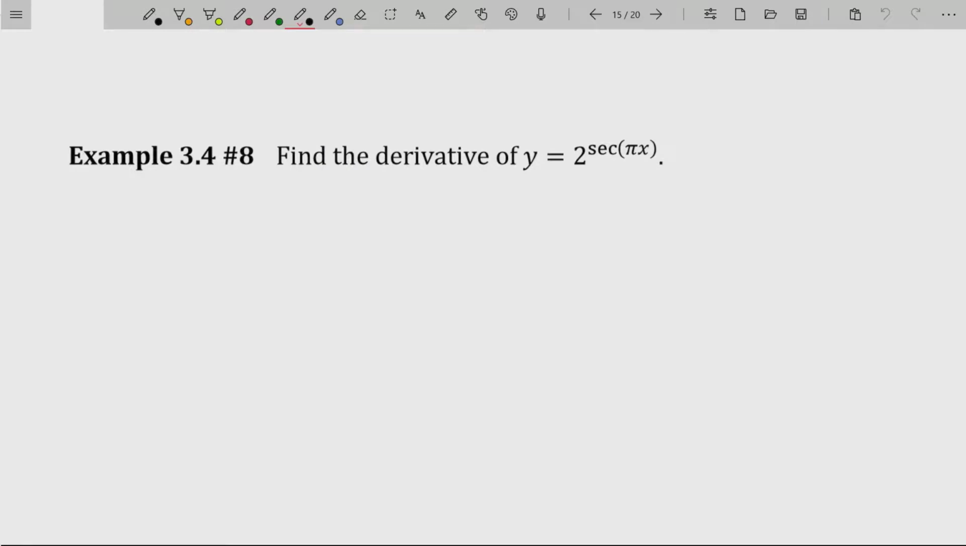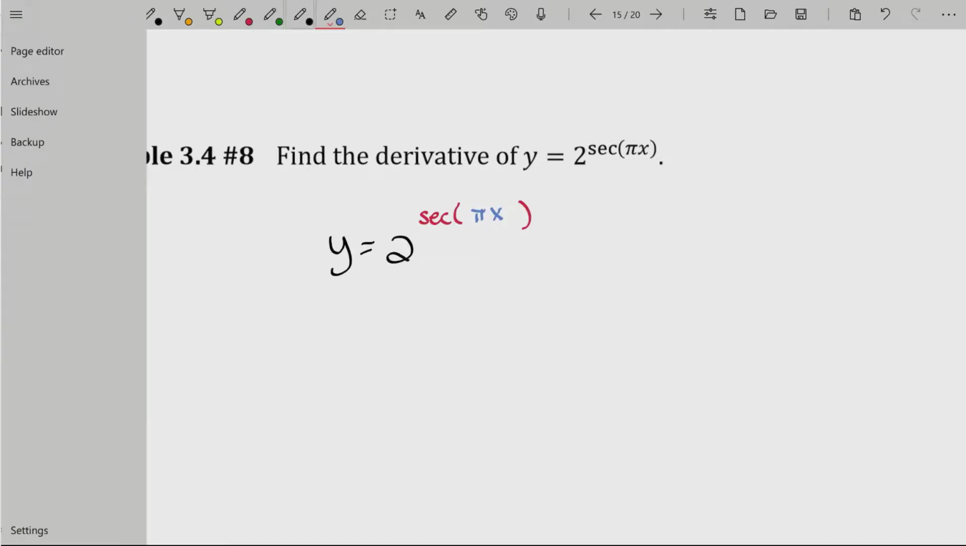Find the derivative of y, which is equal to 2 raised to the secant of pi x. Watch how I do this. I'm going to write this down. y is equal to, the outer function is in black, 2 raised to a power. The power is my inner function, secant of. However, the interior of the secant is actually yet another function. It's pi x. So outer function 2 raised to a power, next innermost function is secant, and the next innermost function is pi x.